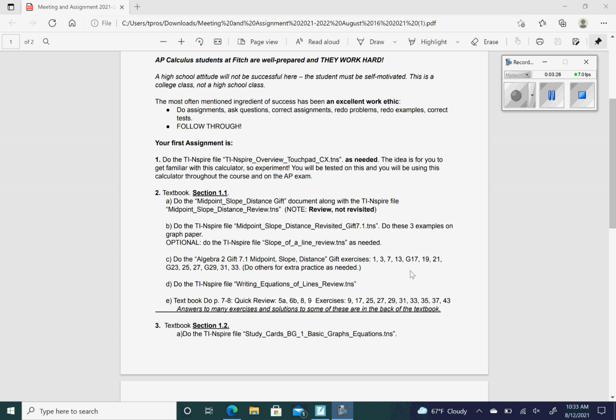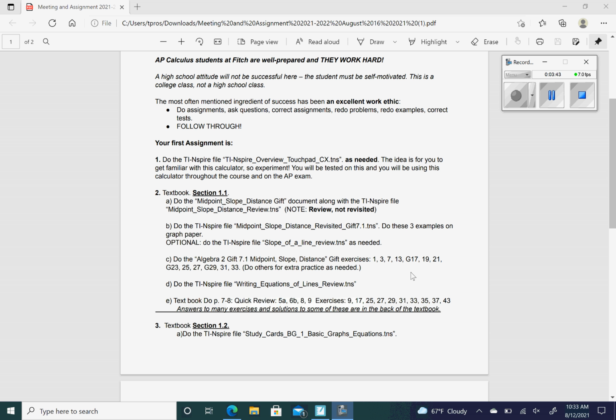Anything that has a G next to it just means you have graph paper. So if you want to do this entirely on graph paper, that's fine. That way you're not going back and forth. However you feel you want to best organize your work, that's up to you. But you will need graph paper for quite a few of these problems.